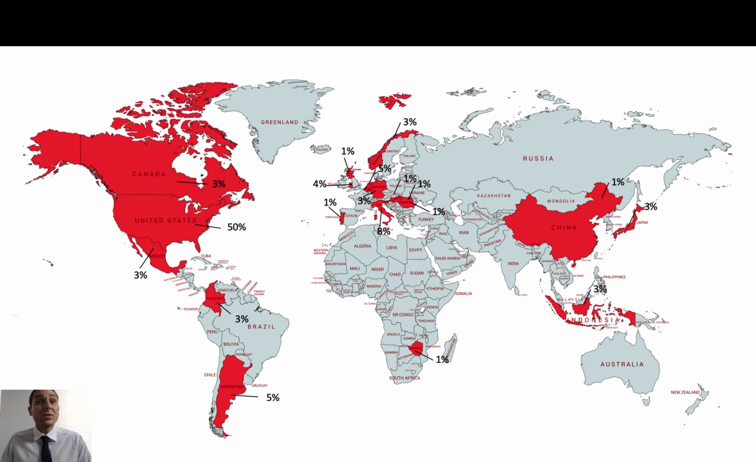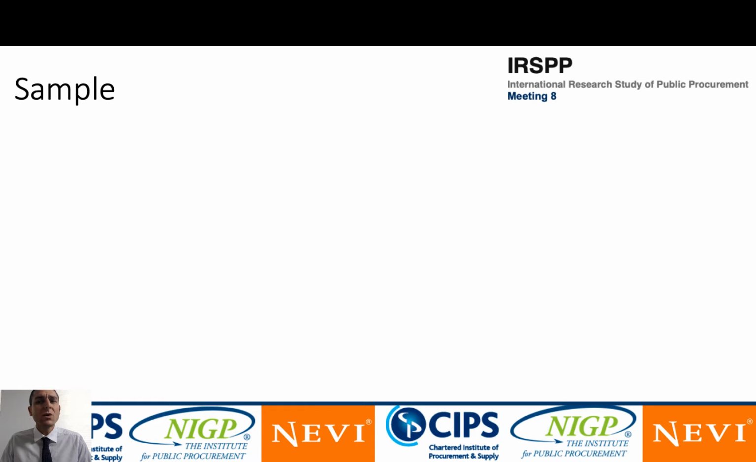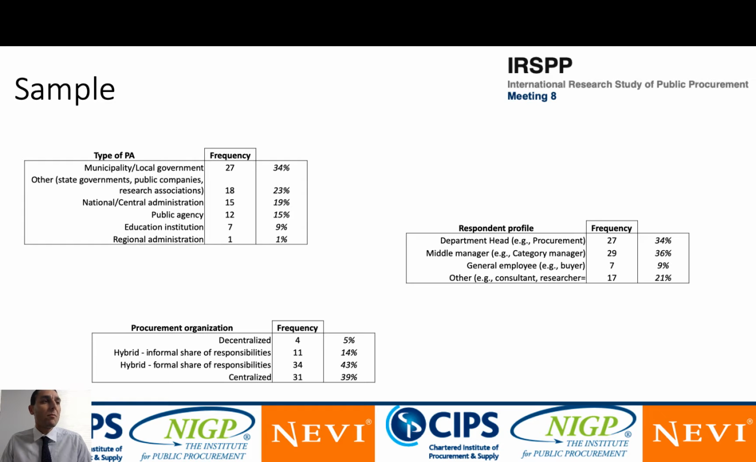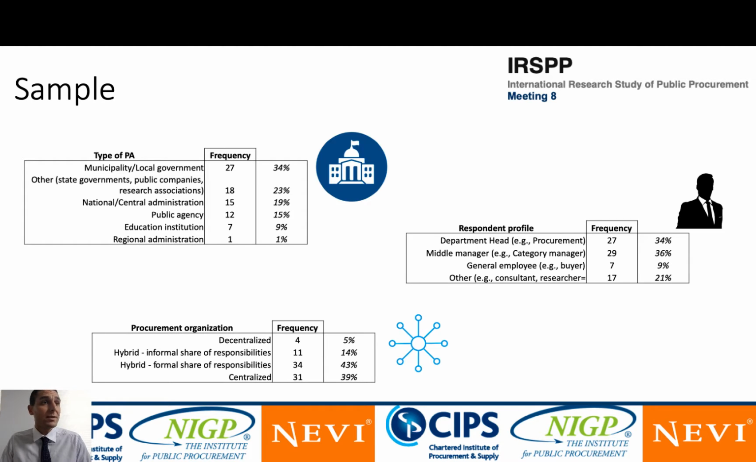In terms of the characteristics of the respondents, we saw that most of the responses came from municipalities and local governments, 34%, followed by other types of institutions like state government, public companies or research associations, 23%. Respondents had a high profile in terms of job position, because 34% and 36%, so a total of 70% of respondents, were department heads, like head of procurement or head of general service or head of other government function, or middle managers, like category management manager in the procurement department.